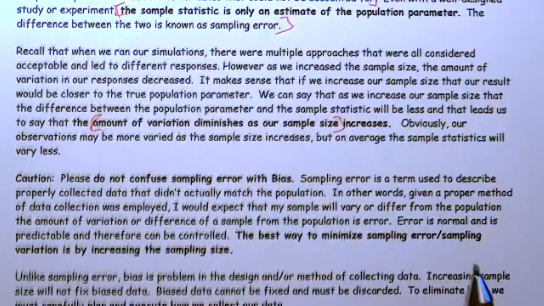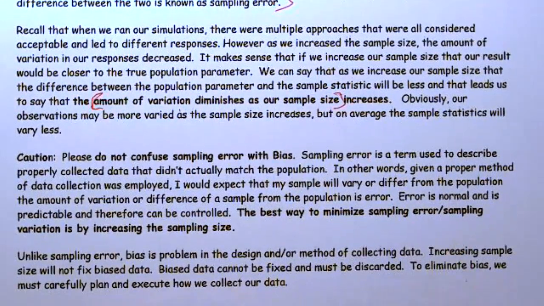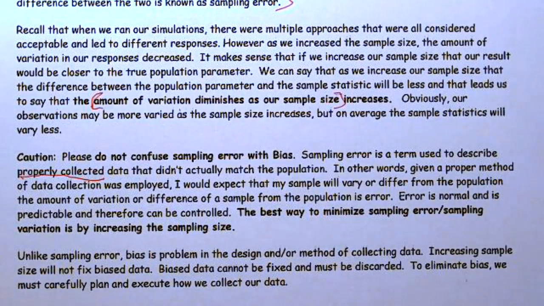And once again, please do not confuse sampling error with bias. Sampling error is a term used to describe properly collected data. In other words, you did it correctly. You ran your simulation correctly, but it didn't actually match the population. In other words, given a proper method of data collection was employed, I would expect that my sample will vary or differ from the population. Error is normal and is predictable, and therefore we can control it. We cannot eliminate it, but we can control it by increasing the sample size. So we can minimize the effect of the error by increasing the sample.